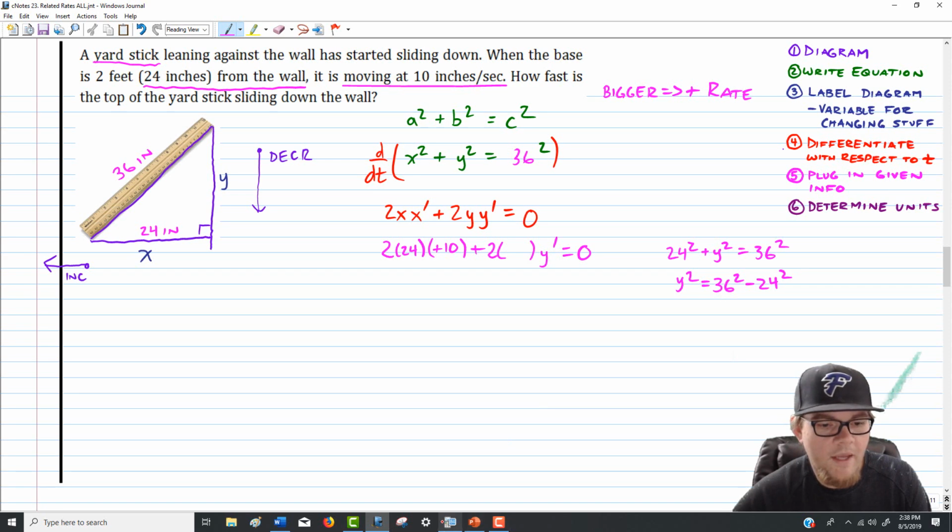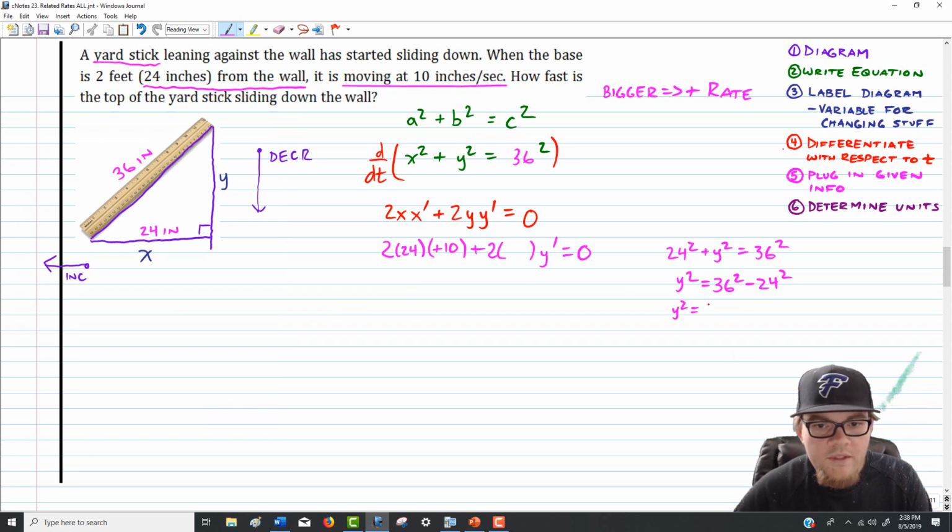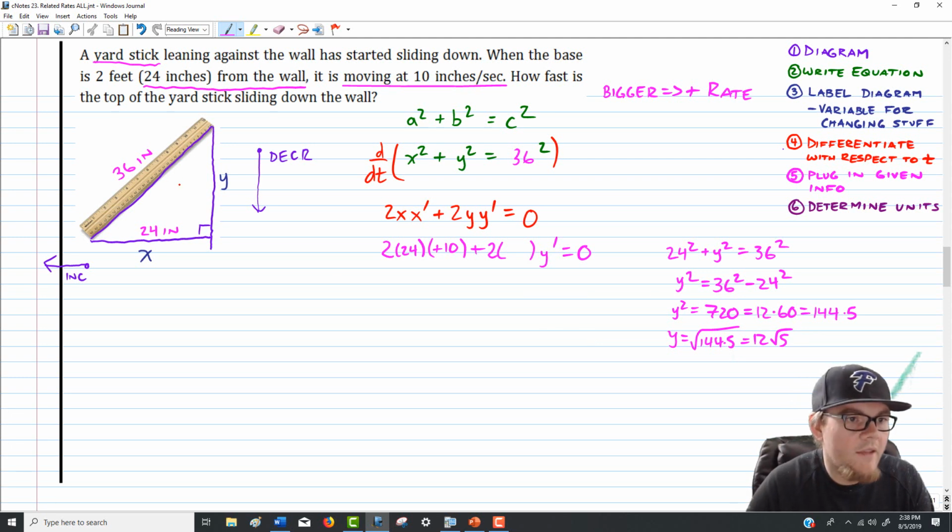And now, I guess I can pull out my calculator at this point. So 36 squared minus 24 squared, that's equal to 720. So basically we have y squared equals 720. And 720, by the way, is, let's see, 12 times 60, which is the same thing as 12 times 12 times 5. So 144 times 5. That means our y value is equal to the square root of 144 times 5, which is 12 root 5. So given that information, we now know y's value is 12 root 5. And that means we can plug it in here and get an equation that's available for us to solve.